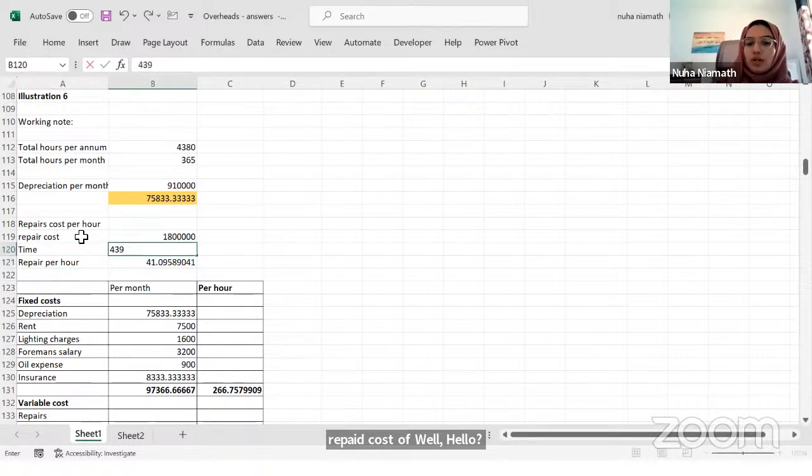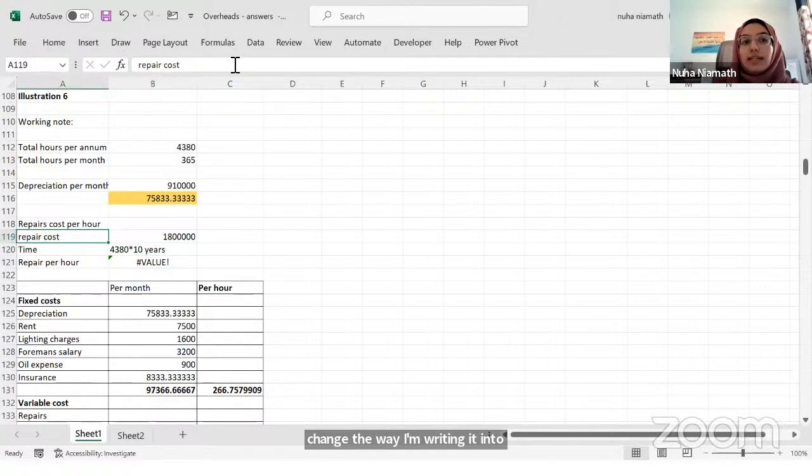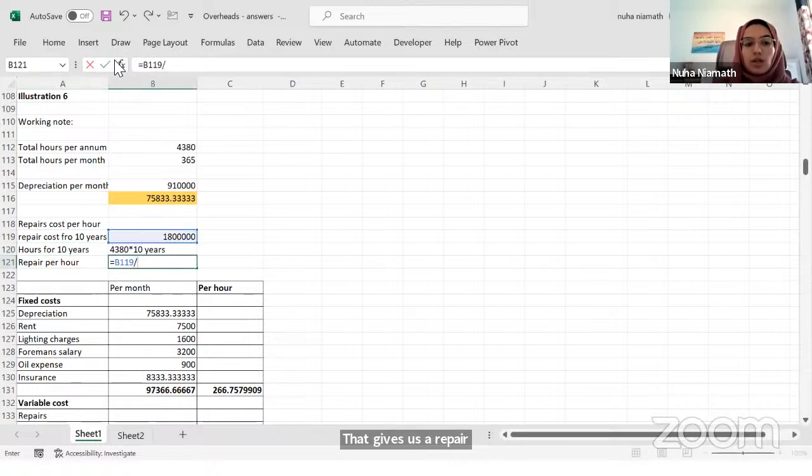I don't know if you are able to understand this. Let me change the way I'm writing it. Into 10 years, because this is a repair cost for 10 years. Hours for 10 years. That gives us a repair of 18 lakhs divided by 43,800.